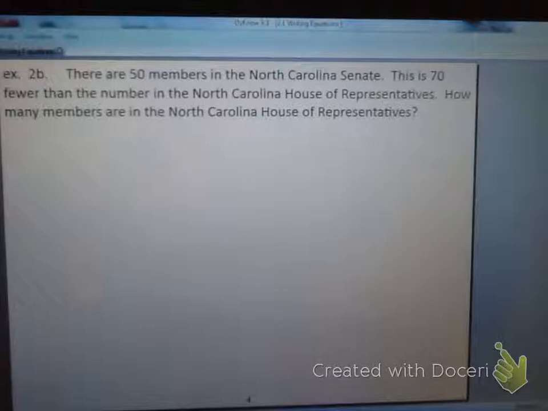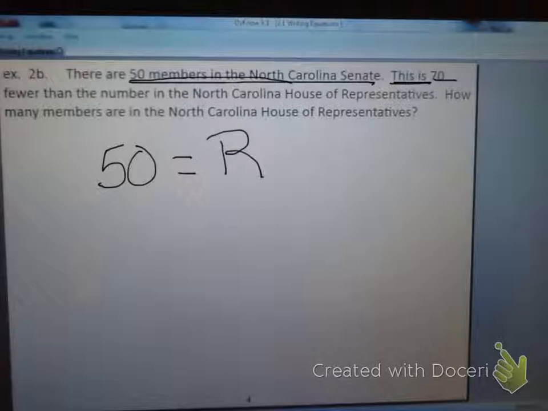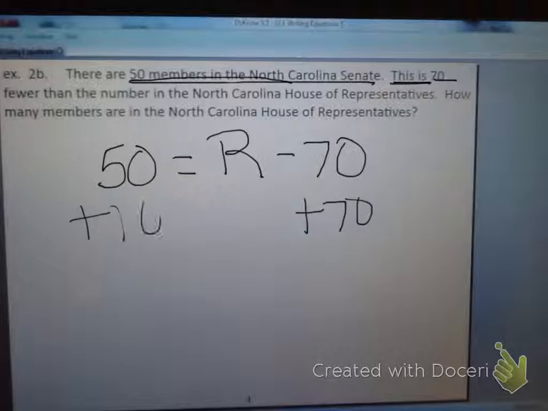Okay, there are 50 members in the Senate. And this stands for the members. This equals 70 fewer than the number in the North Carolina House of Representatives. Do we know how many members are in the House of Representatives? No. We're going to label that as R, minus 70. And then we would add 70 both sides to solve. So that's 120 members in the House of Representatives.